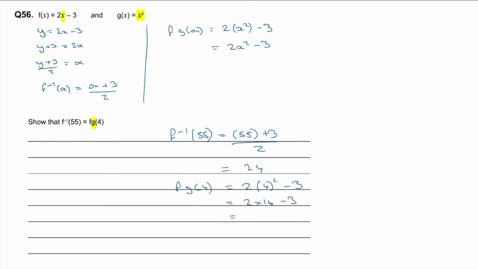32. Take away 3. Doesn't work. Why have I gone wrong? Oh yeah, because I can't divide. What a muppet. Okay, so that's 29. So that one there, 58 divided by 2 is not 24, is it? It's 29. Okay, so they do actually equal each other. I just can't do division, apparently. So f to the minus 1 of 55 is 29. f of g of 4 is 29. Therefore, f to the minus 1 of 55 is equal to f of g of 4.